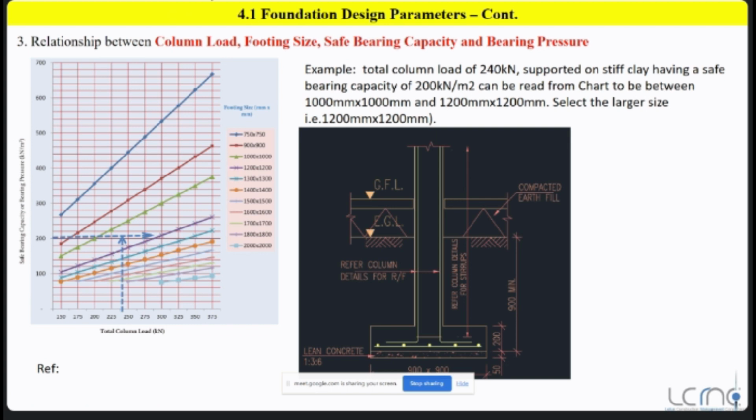Now this is the foundation design parameters. Actually, this is the relation between column loads, footing size, and safe bearing capacity and bearing pressure. Okay, so actually you can have a clear idea about these column loads. Now normally axial loads we can assume as the column loads.